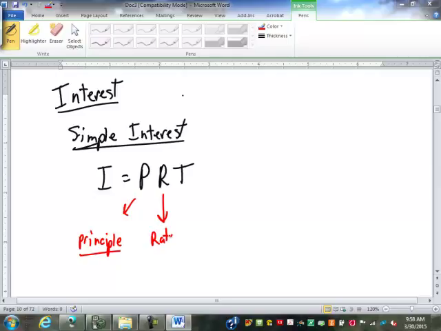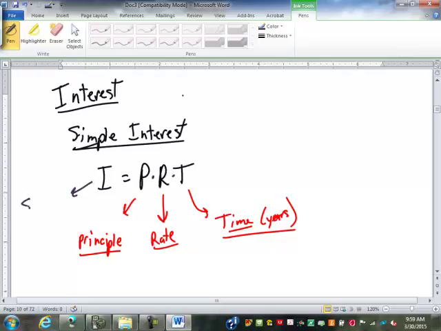R stands for rate, which is just the decimal version of a percent. So 8% would be a rate of 0.08. And T stands for time. Time is always in years. If there's no symbol between them, it's always multiplication. And of course, I stands for the dollar amount of interest.